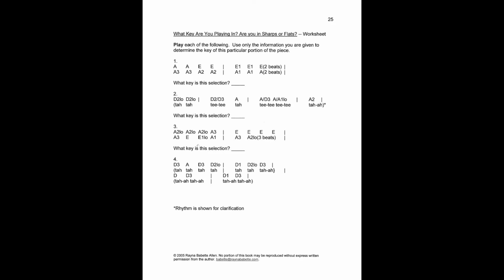Now we're going to look for a second finger. And we can find a second finger in the third measure, and we see that it's also in a normal position. That means there are two sharps in here, F sharp and C sharp. So what key are we in, or what key is this selection in? This selection is in the key of D.